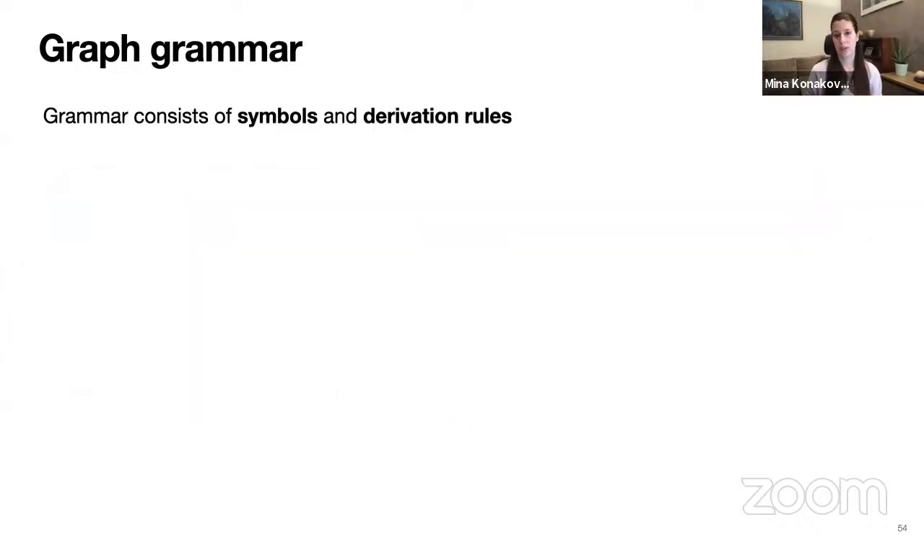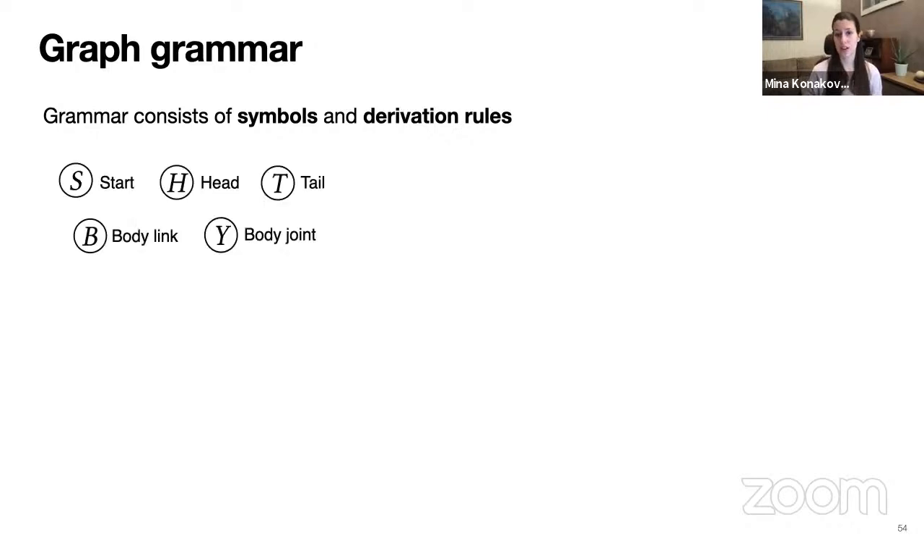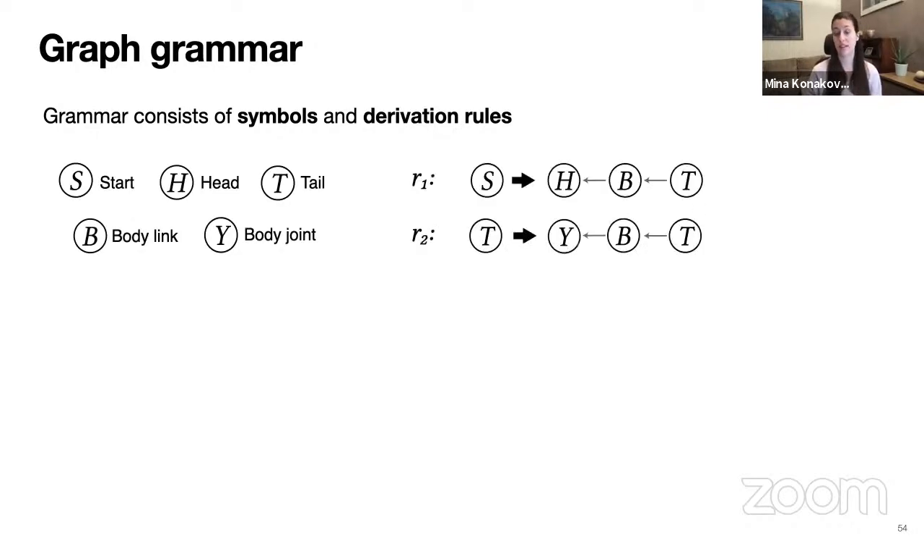And what is a graph grammar? It consists of a set of symbols and a set of derivation rules. And these symbols represent abstract concepts such as robot head, robot tail, and a grammar always contains a start symbol from which the derivation needs to begin. And each rule has a left-hand side and a right-hand side. Applying a rule to a graph means replacing an instance of the left-hand side in that graph with the right-hand side of the rule.